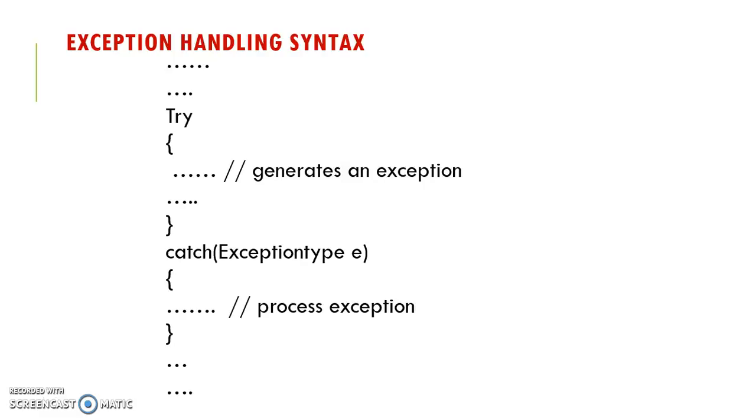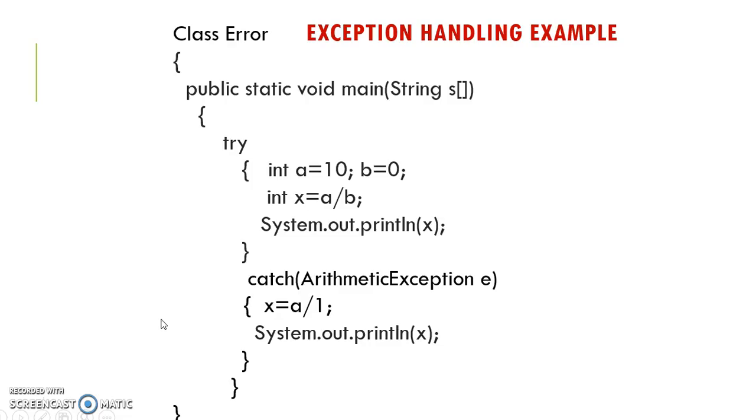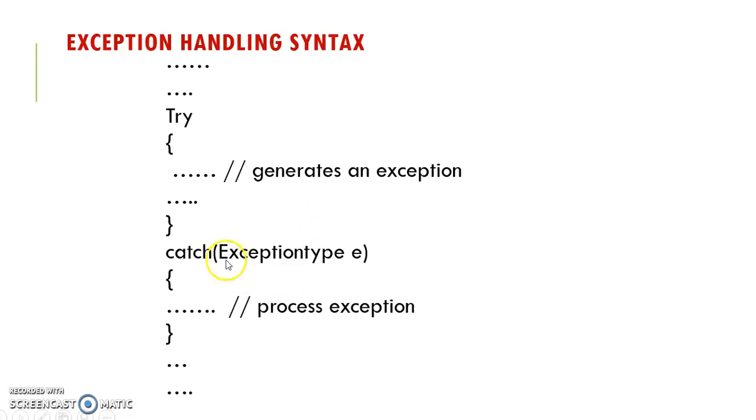So this is the syntax for exception handling. That is, we should have a try and we should have a catch here. So this is a small t, you should have a small t here. So this generates an exception and this handles the exception. Here the point to be remembered is that we have to specify the type of the exception inside the catch.